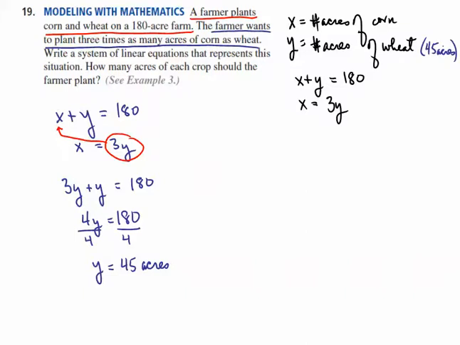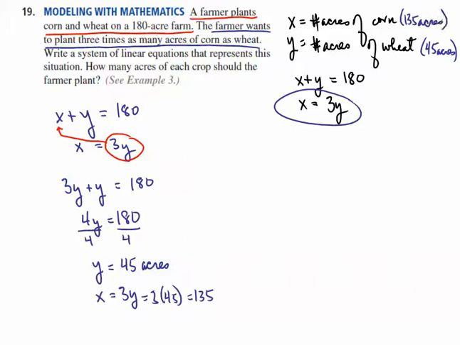Then we know that the corn has to be 3 times as much, so x will be 3 times y. Of course, we know that from this equation here, and 3 times 45 will be 135, so we have 135 acres of corn. So that's all we need to do for this particular problem.